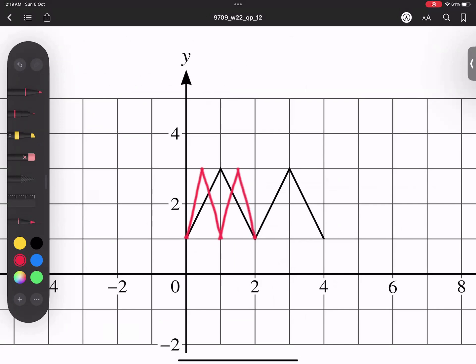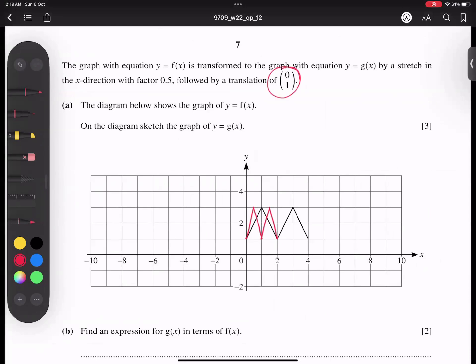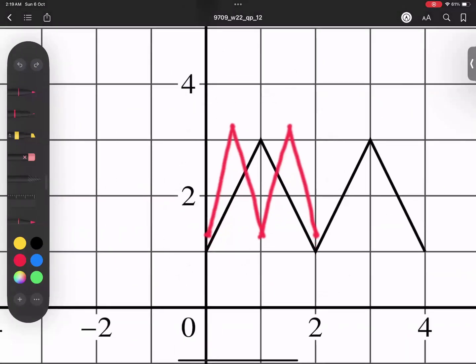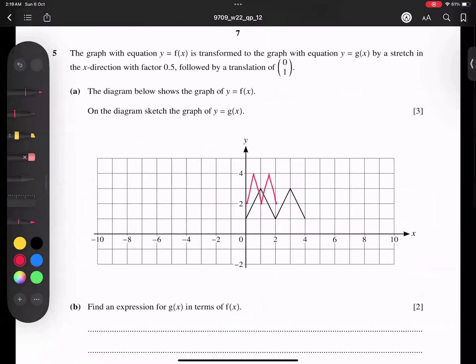Okay, so this is a stretch parallel to the y-axis, and now he said (0, 1). What does (0, 1) mean? No motion along the x-axis, it will move upwards. So how much upwards? 1 unit. So 1 unit means move, move, move, move, and stop. And this is my final answer. I believe you got a point.